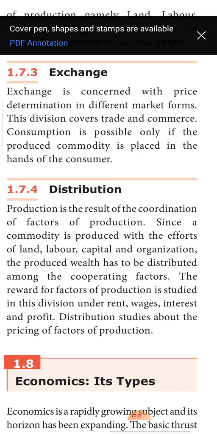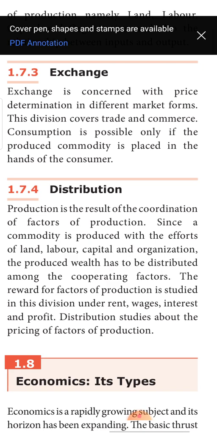So this division of exchange covers trade. What are the activities which are related to trade? Commerce. What are the activities which are related to commerce? So consumption is possible only when the produced goods reach the hands of the consumer. Who takes the goods from the production point to the consumption point? It is only the intermediaries who take it, which is learnt under the heading of exchange.